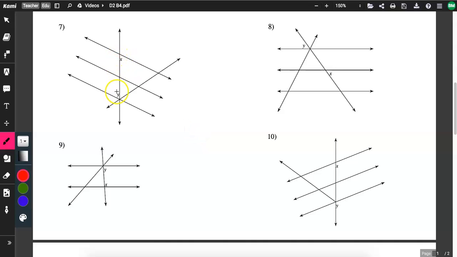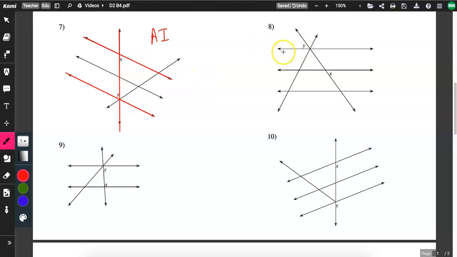So we have angle X and angle Y. Something that might help is to highlight the angles or the line segments that are making up this scenario. So my 2 parallel lines and the transversal, I highlight in red. Remember, if you hold the shift key, you'll get a straight line. So that makes it a little bit easier to see that these are alternate interior angles.